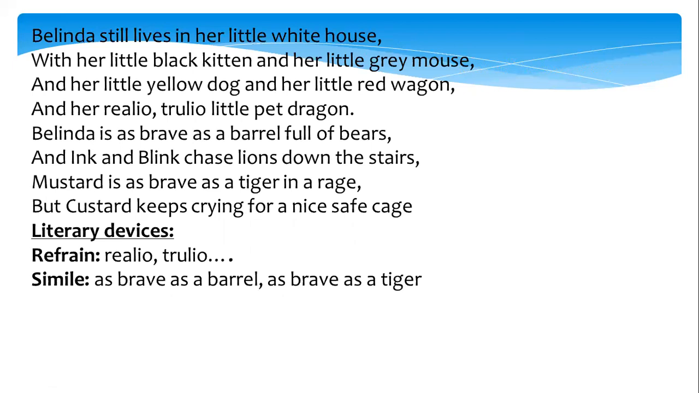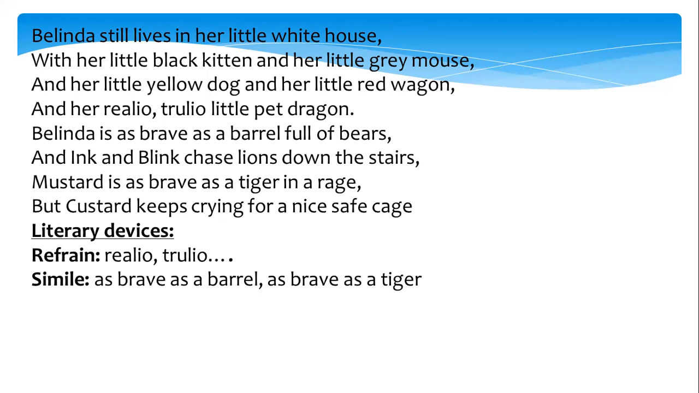Belinda still lives in her little white house with her little black kitten and her little gray mouse and her little yellow dog and her little red wagon and her really truly little pet dragon. Belinda is as brave as a barrel full of bears. And Ink and Blink chase lions down the stairs. Mustard is as brave as a tiger in a rage, but Custard keeps crying for a nice, safe cage.